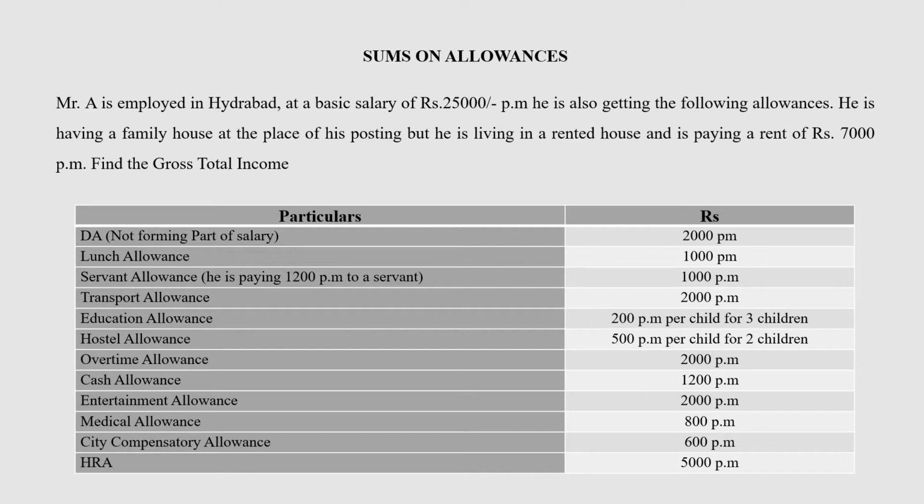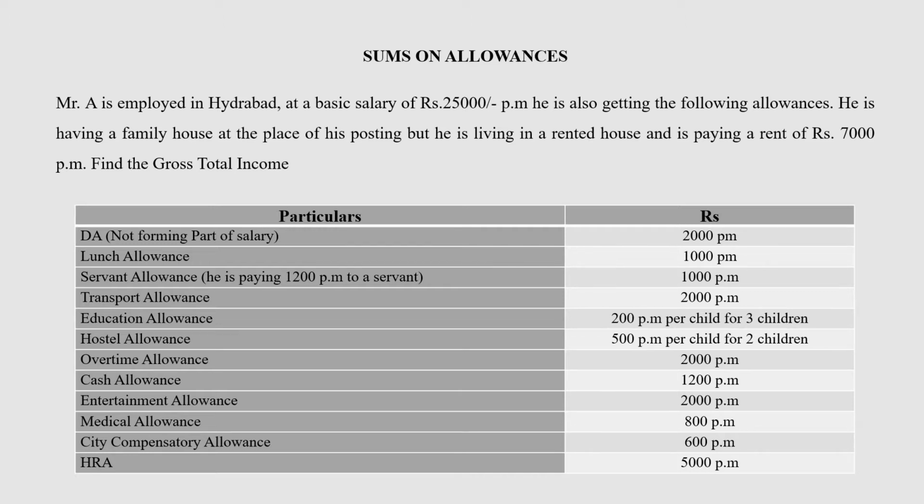Sum number 1. Mr. A is employed in Hyderabad at a basic salary of rupees 25,000 per month. He is also getting the following allowances. He is having a family house at the place of his posting, but he is living in a rented house and is paying a rent of 7,000 per month. Find the gross total income.